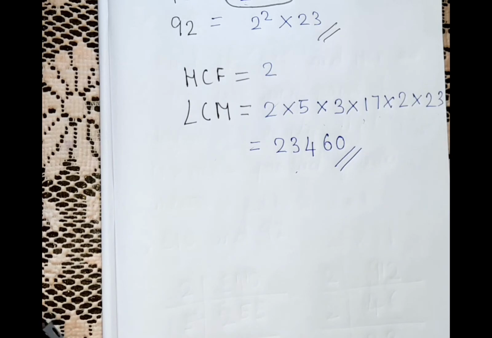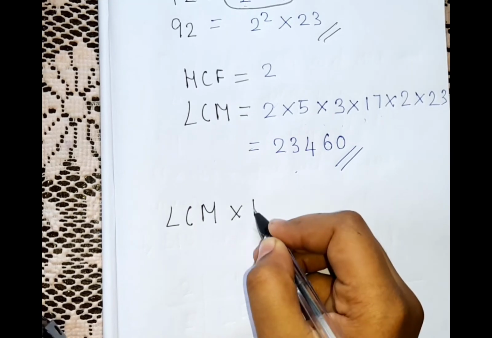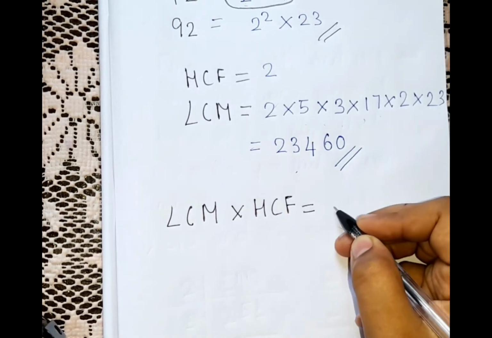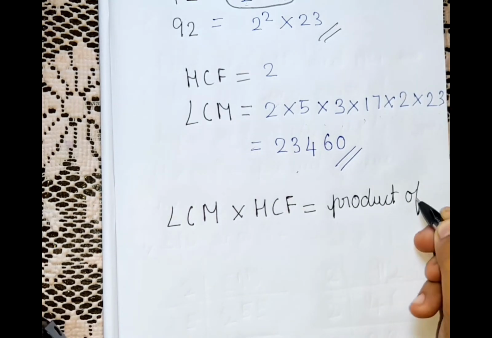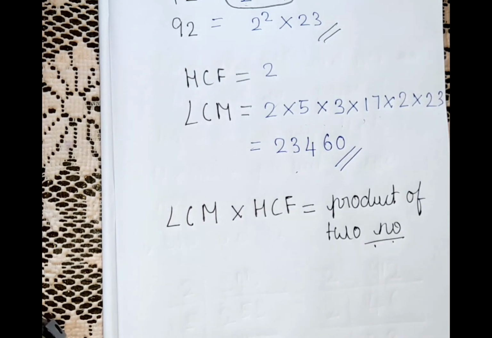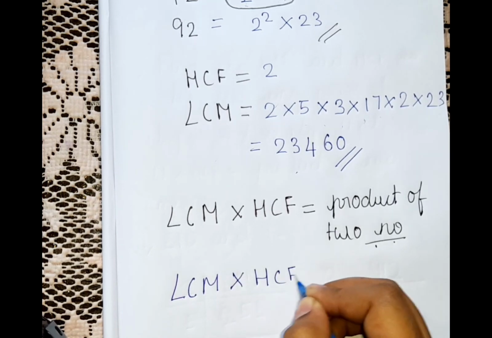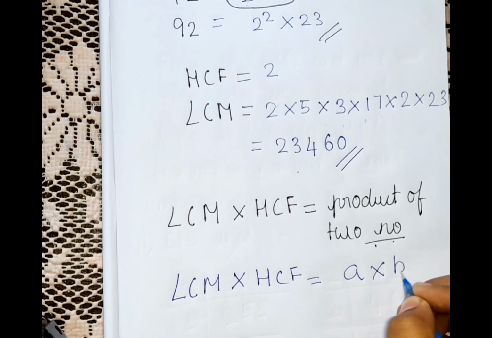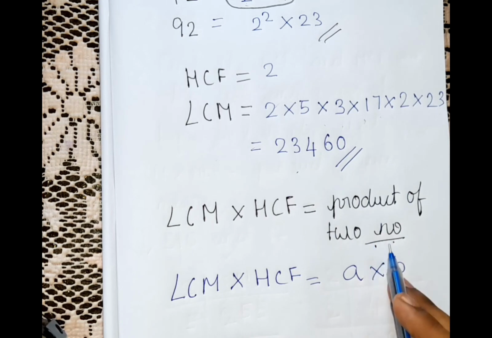Okay guys, now let's write LCM into HCF is equal to product of two numbers. Okay, so instead of writing product of two numbers, we can write A into B. For example, LCM into HCF is equal to A into B. This is for your understanding. I wrote it as it is, but if you want, you can write A into B.